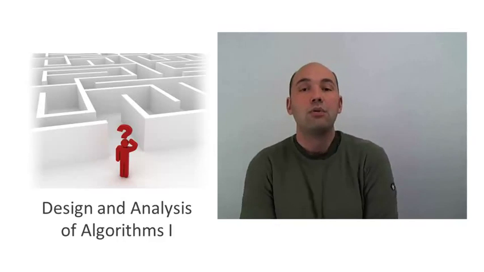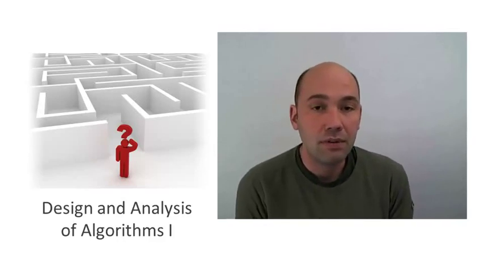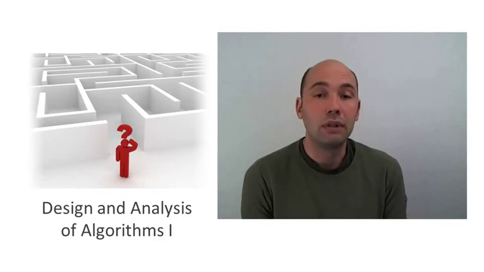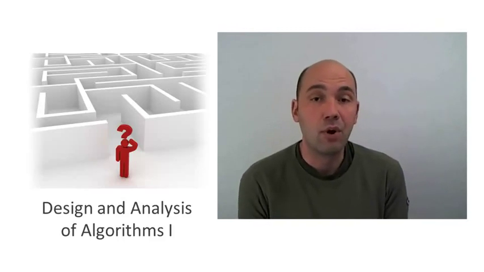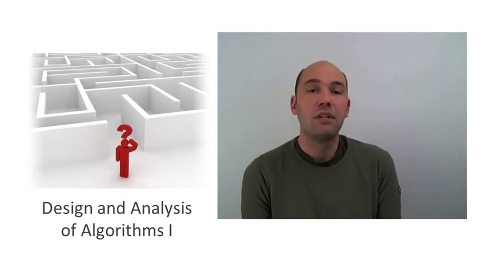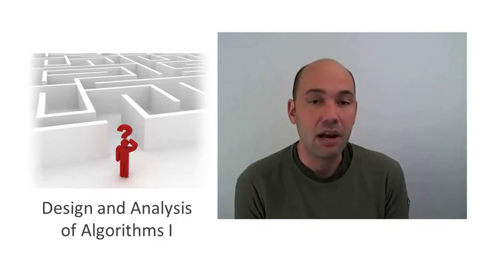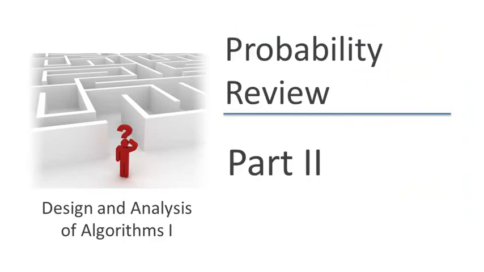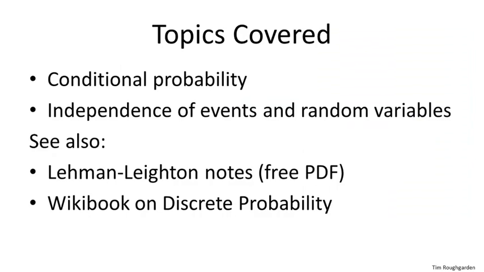So welcome to part 2 of our probability review. This video assumes that you've already watched part 1, or at least are familiar with the concepts covered in part 1, namely sample spaces, events, random variables, expectation, and linearity of expectation. In this part of the review, we're going to be covering just 2 topics, conditional probability and the closely related topic of independence, both between events and between random variables.